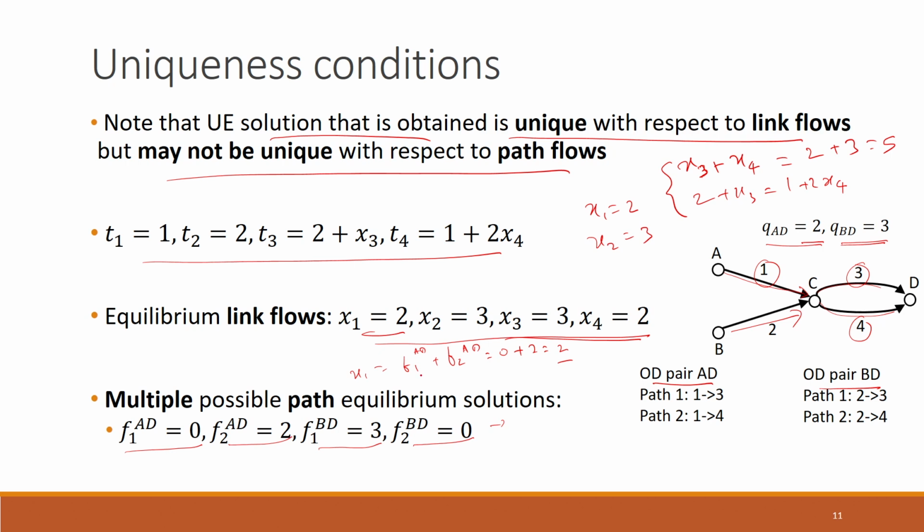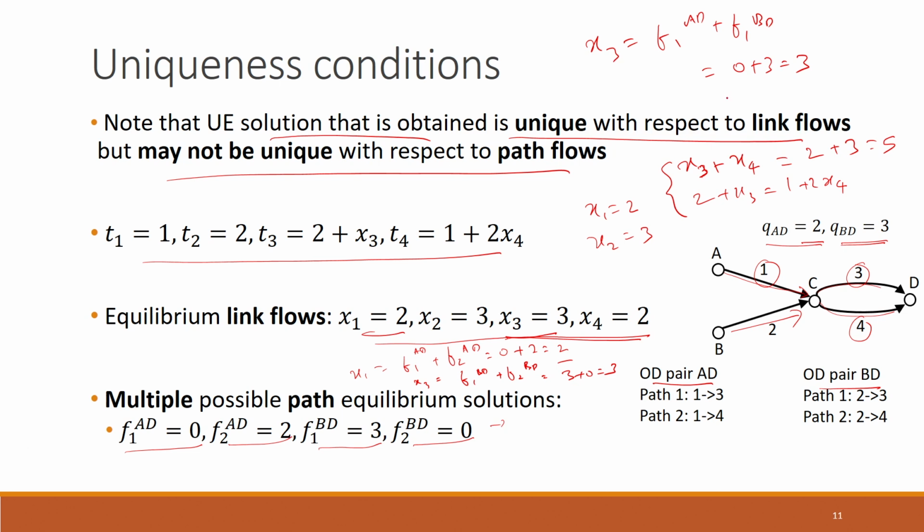Similarly, x2 will be equal to the flow on the first path connecting B to D plus the flow on the second path connecting B to D. So, this will be equal to 3 plus 0 equal to 3. Okay. Let us see what is the flow on x3 from these path flows. So, x3 will be equal to what? The flow on the first path connecting A to D plus the flow on the first path connecting B to D. Okay, so this is equal to 0 plus 3 equal to 3. So, again this matches here.